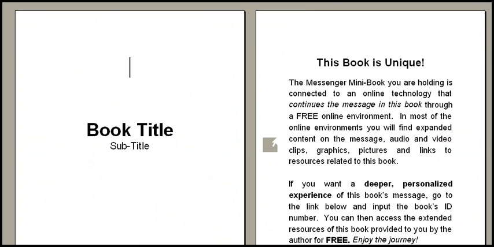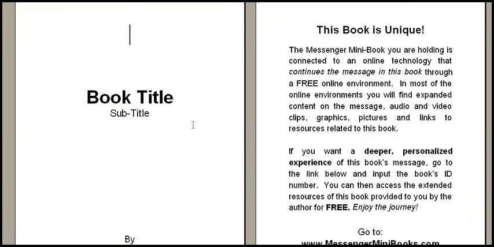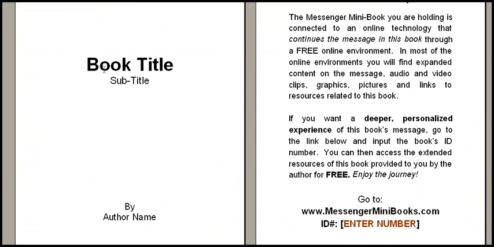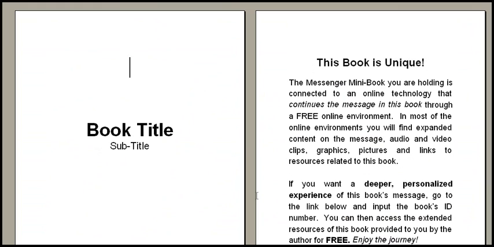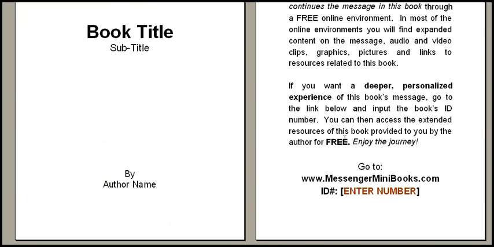The very first page that you open to when you open the book is what we call the title page. This is where your book title goes, your subtitle, and your name as the author. The next page, which is the back side of this first page, is what we call the online environment page, and it tells your readers that this book is unique and that it is connected to an online technology that continues to share the message beyond the book.